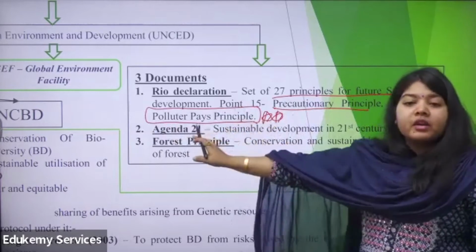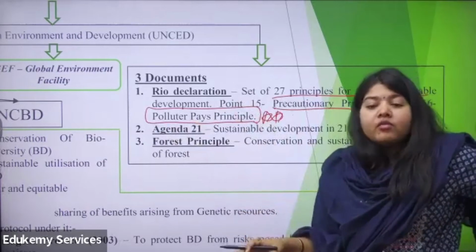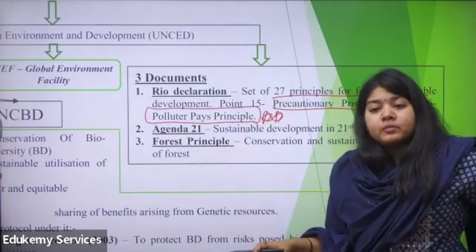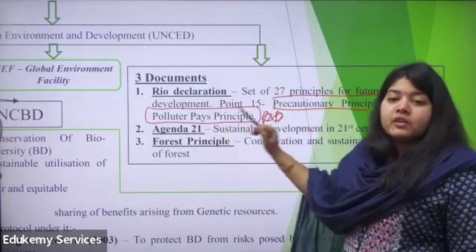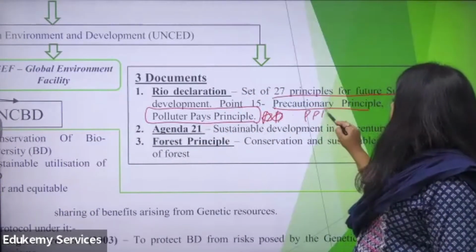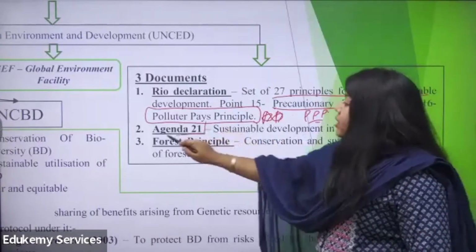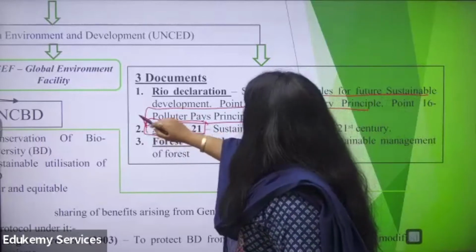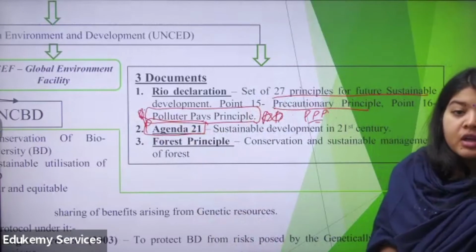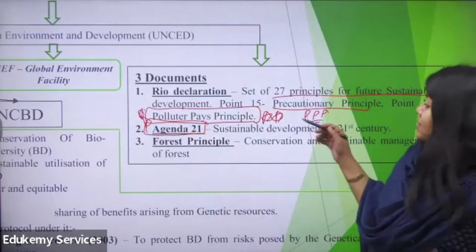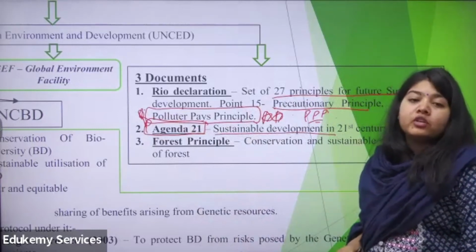Even your environmental impact assessment is based on polluter pays. Whoever is polluting will have to pay the price. True or false? So this was the first document where the polluter pays principle, also called PPP, was signed. Next was Agenda 21. Again, multiple times you find questions on Agenda 21. 21 stands for 21st century. So it basically talks about the ways to have sustainable development in the 21st century.